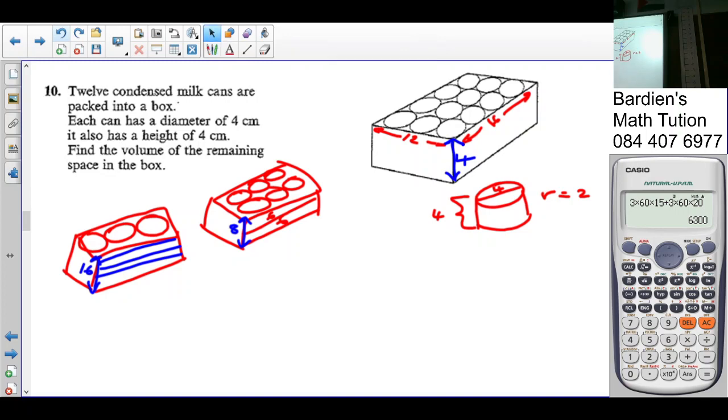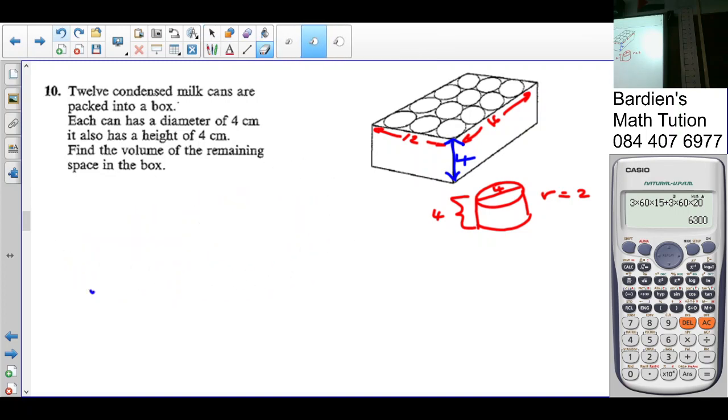Okay. Coming back to the question. The question says, find the volume of the remaining space in the box. What are they referring to? The unused space. Can you see that, people? It's the air space between these that I want you to calculate. Does it make sense, people? They want you to calculate the unused space in the box.